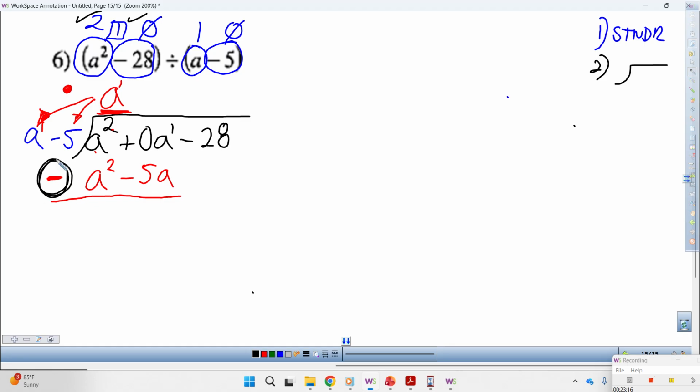Why did we circle it? To distribute the negative to both of these. Negative for this one and negative for this one becomes a positive. Some of you forgot that. So a squared minus a squared cancel. 0 plus 5 is 5a. Bring down the negative 28, which is our last term.